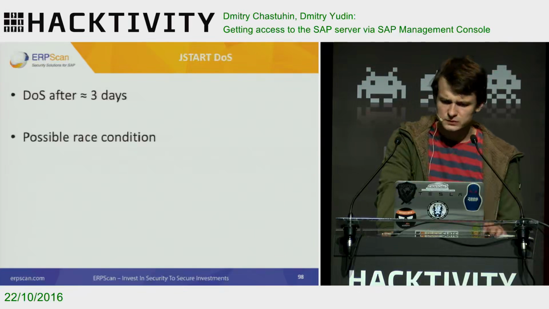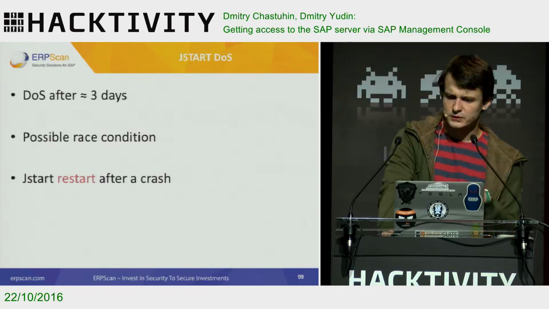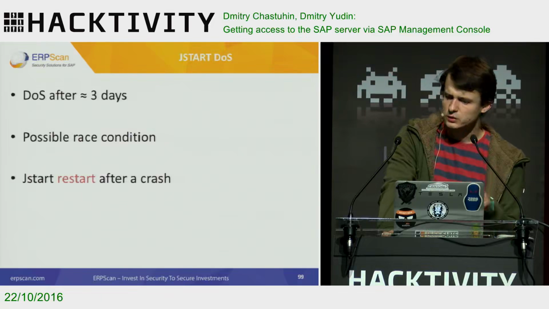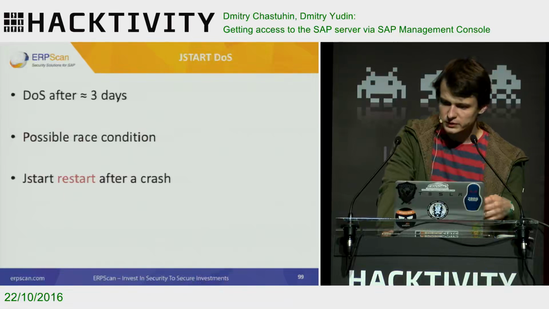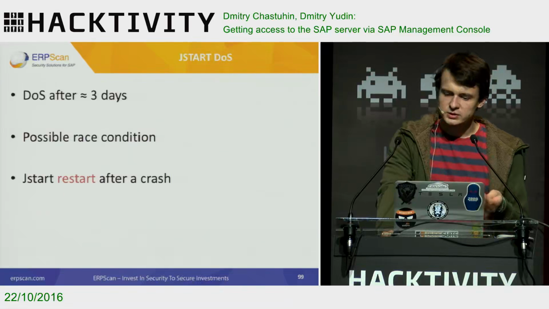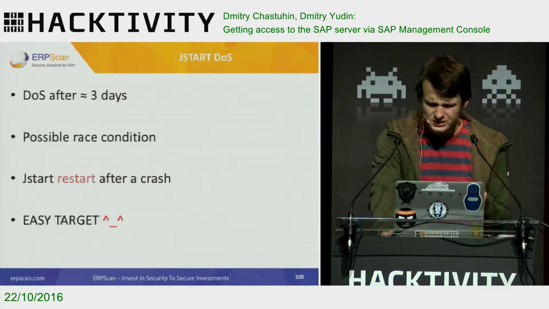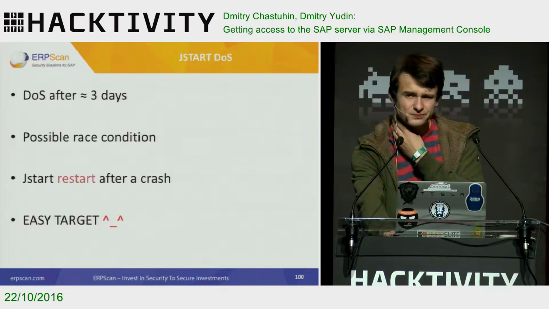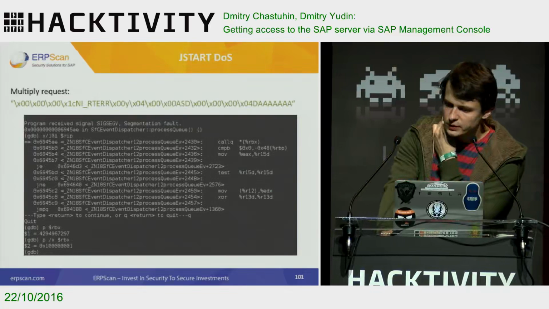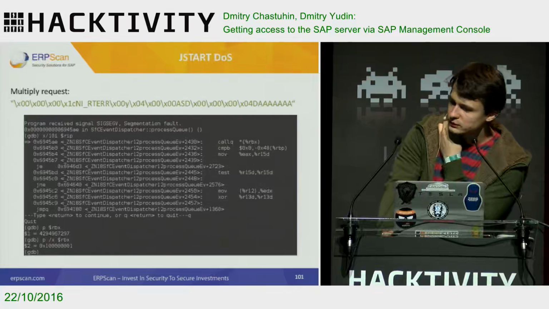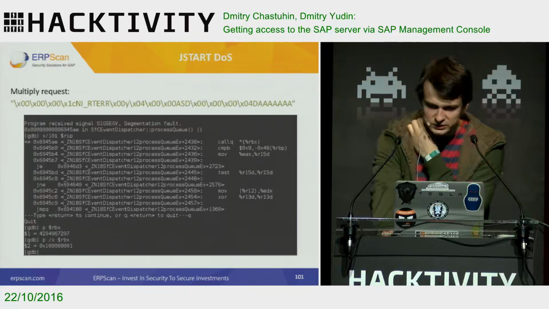It's a possible race condition. As a result, an attacker can send a few special requests to the JStart port, which will trigger the vulnerability, and the JStart process will be stopped. What's interesting, the JStart process restarts after the crash. So JStart was an easy target. Okay, on this slide you can see part of the request which allows you to trigger the DOS of JStart, and also the crash log from the debug session.